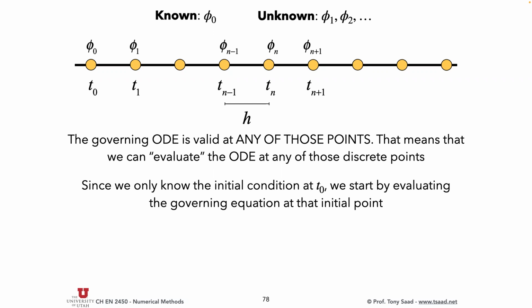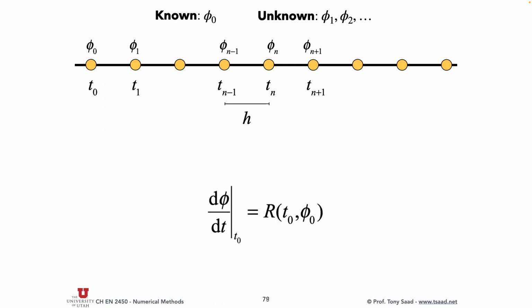Now, because we only know the initial value phi0, let's start by evaluating the ODE at phi0, because we have one piece of information there that we don't have anywhere else. So I'm going to take that ODE and apply it at t0. That gives me d phi by dt at t0, agreed? That's what I mean by applying the ODE at t0: it equals the right-hand side at t0 and phi0. We know t0, we know phi0. We don't know this yet. So we're almost there.